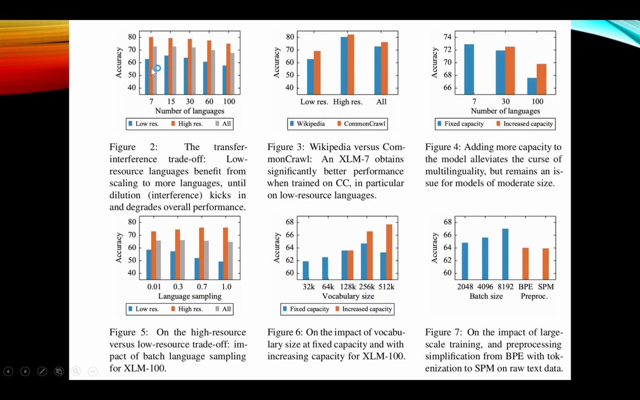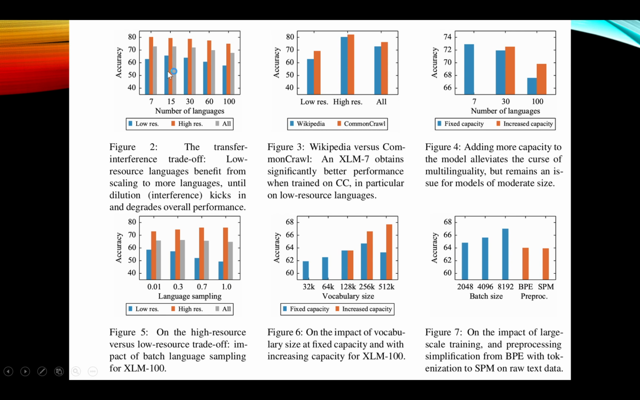For high resource languages it was only normal. Just for notation, the blue colored bars represent the low resource languages, the orange bars represent the high resource languages, and the gray represents all of them together. As you can see, the blue bar started increasing at first as we increase the number of languages, but after that it starts to reduce again.